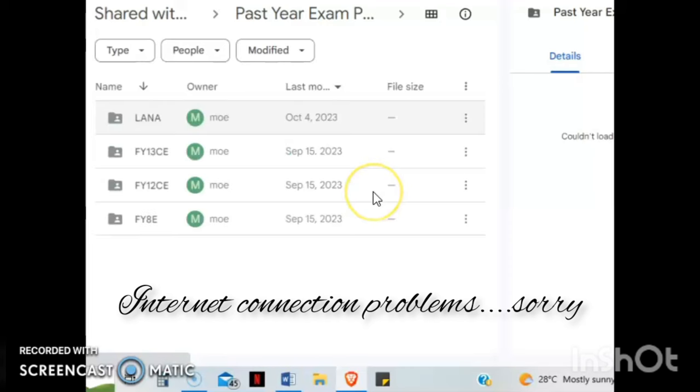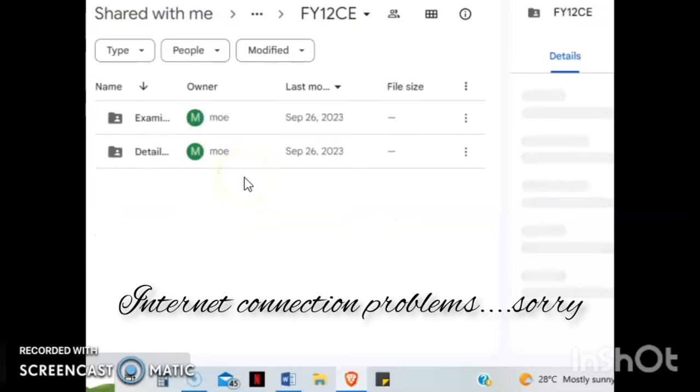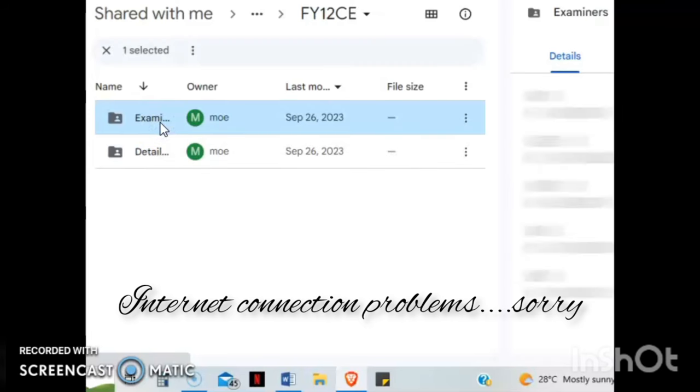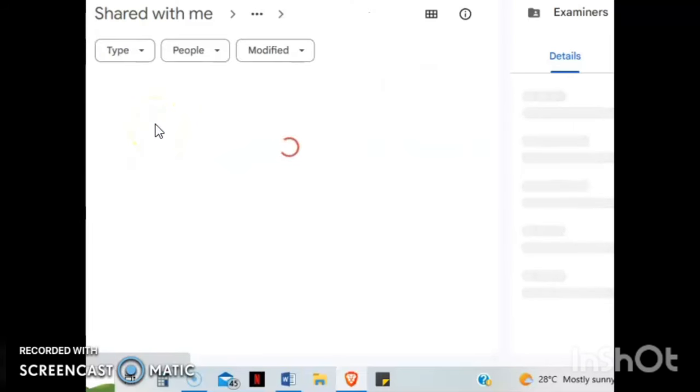Fiji Year 12 certificate examination. You've got other siblings who are in different years. So we have the examiner's report and detailed solution. So let's go to the first option. Right, it's taking some time to load, but eventually it'll get there.